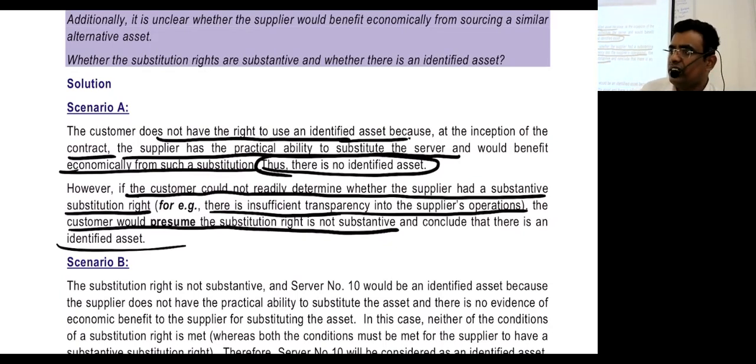The second answer is not needed at all; we have put it in the assumption. Understood? Hopefully you are able to understand substantive rights to substitute and identified assets.